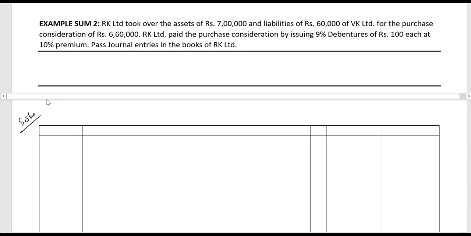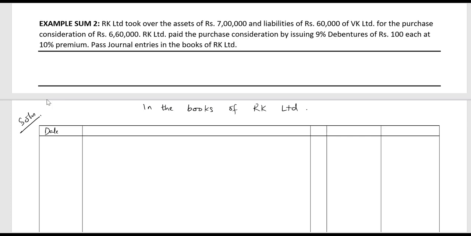Solution. In the books of RK Limited, date/serial number, particulars, LF, debit rupees and credit rupees. We'll prepare a few working notes at the top.